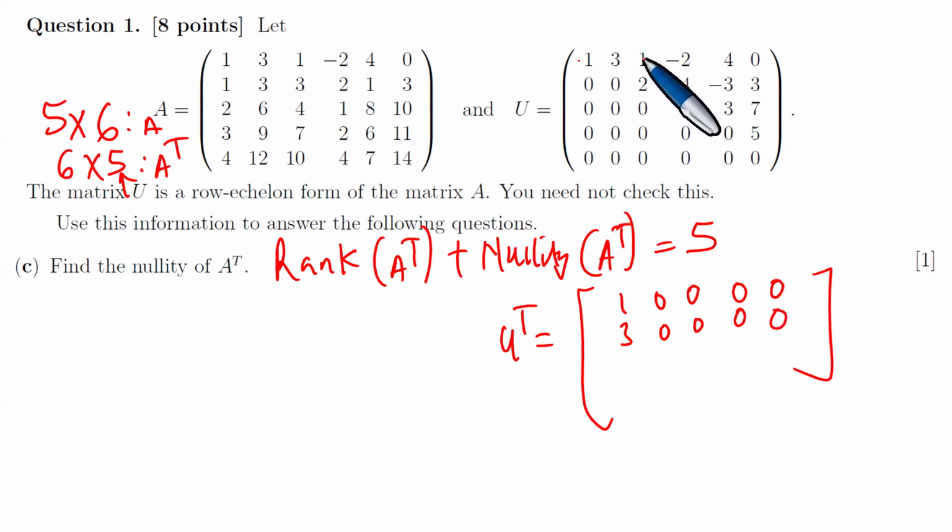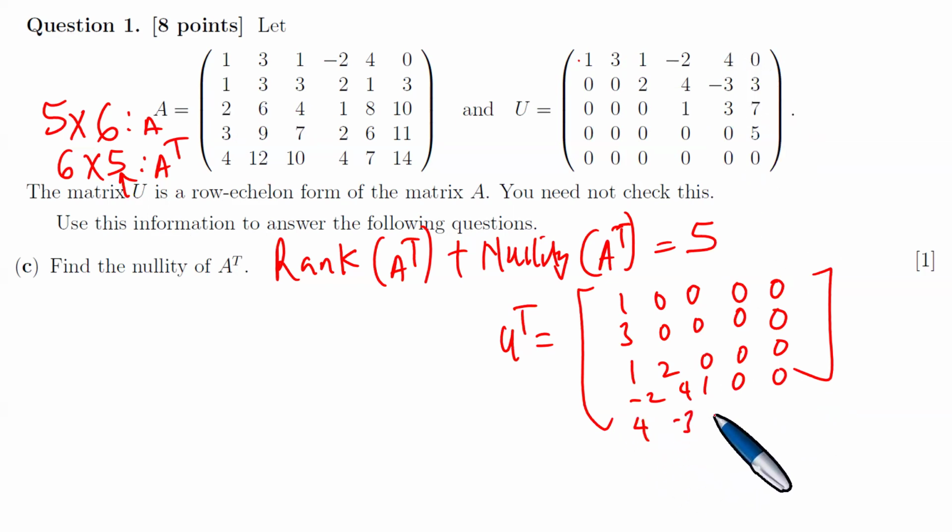Right, and then also this column becomes a row: 1, 2, 1, 2, 3. And then this column becomes a row: minus 2, 4, 1, 1, 2. This column becomes a row: 4, minus 3, 3, 0, 0. This column becomes a row: you have 0, 3, 7, 5, 0. Okay, so this is exactly what we have here.